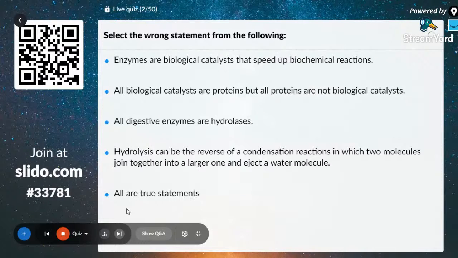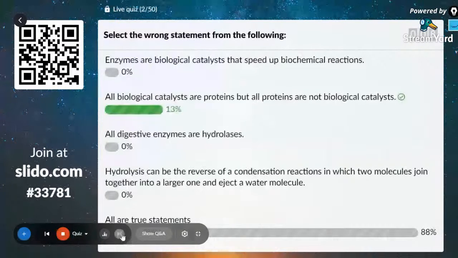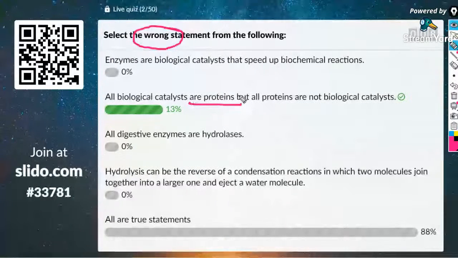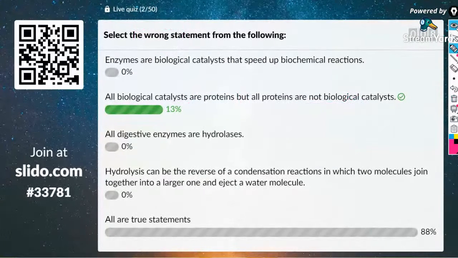Guys, the answer is option number B. They are asking you about the wrong statement. All biological catalysts are protein, but all proteins are not biological catalysts. That is a wrong statement over here. Next question.